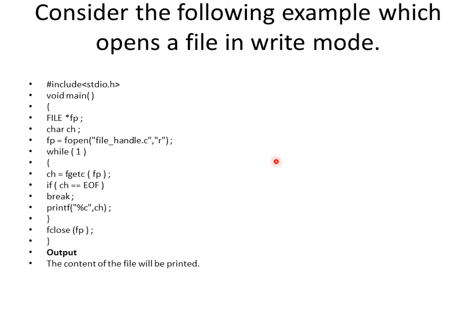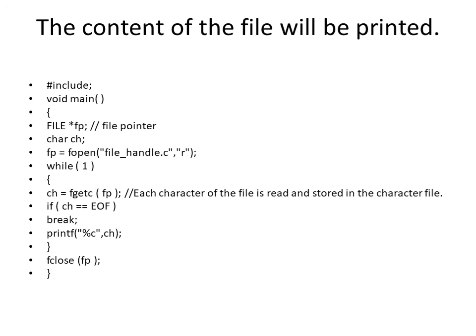That means initially I told that when we open a file, it is mandatory to close the file. Otherwise, it cannot be read. The output: the content of the file will be printed. That means this file handle is there. I am taking fopen file handle dot c, and fgetc gets each character of the file, which is read and stored in the character ch. End of file, EOF, means if the character equals EOF, then it will break. Otherwise, it will print what is there in ch. As I usually told, when a file is opened, it should be closed.